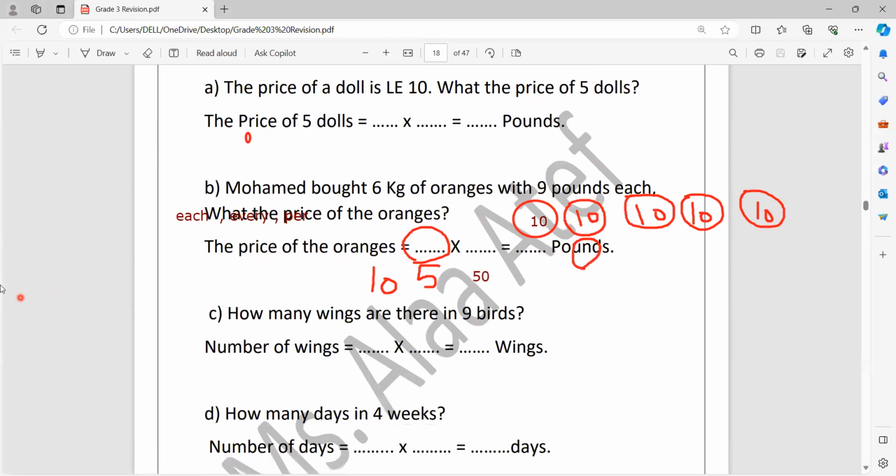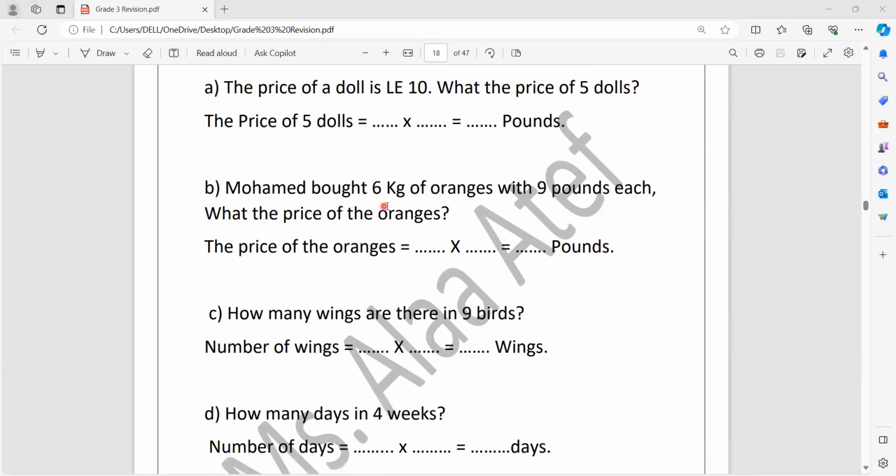Another story problem. Muhammad bought 6 kilograms of oranges with 9 pounds each. Can you find the word each? What's the price of the oranges? To get the total price of the whole 6 kilograms, what am I going to do? Here you have the word each. It means that this 9 is repeated how many times? It's repeated 6 times because we have 6 kilograms.